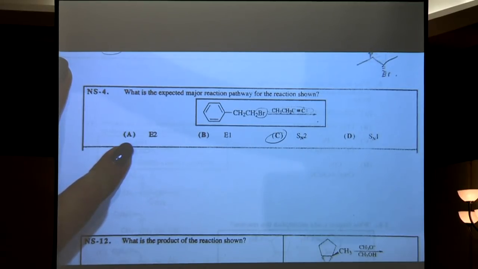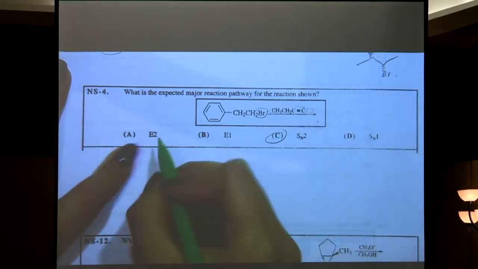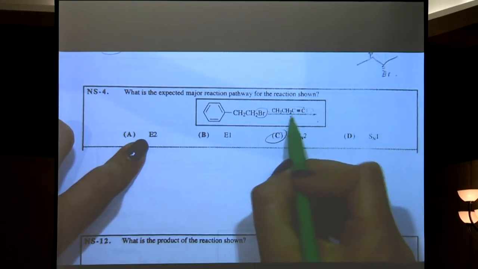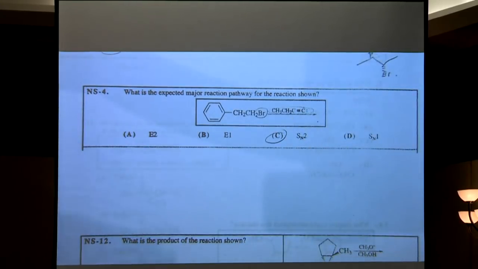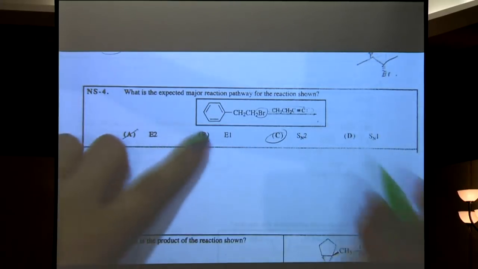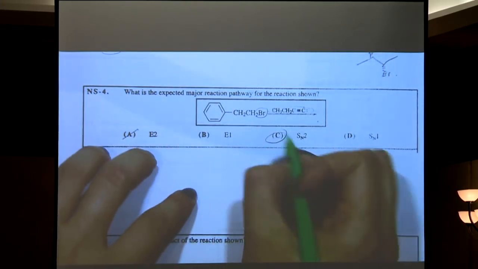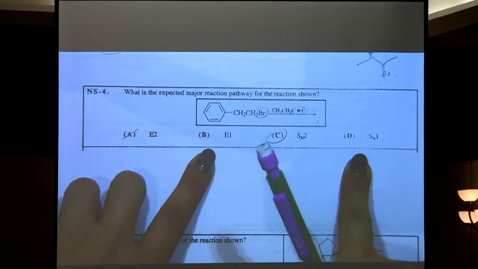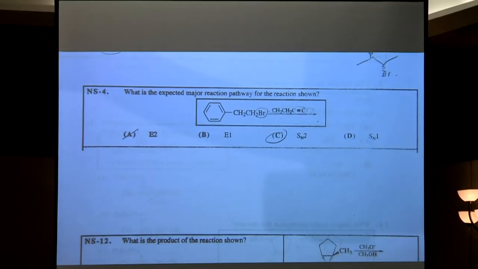Any questions? If it was E2, then the base would be very bulky, but in this case, it's not. If it was bulky, it would have a tert-butoxide or anything that's really, really branched. They're not giving us that, so we know it's not A. Looking at everything else, we have a good leaving group, which is Br, and it's also primary. If it was E1 or SN1, it would be tertiary, with carbocation formation and so on. But in this case we have a primary, so that's why it's SN2.